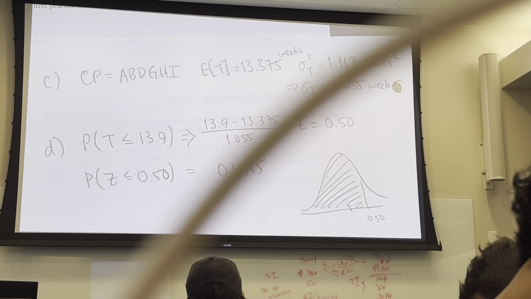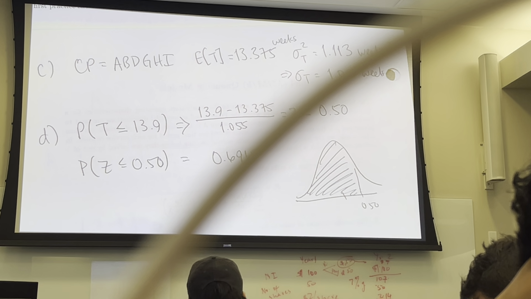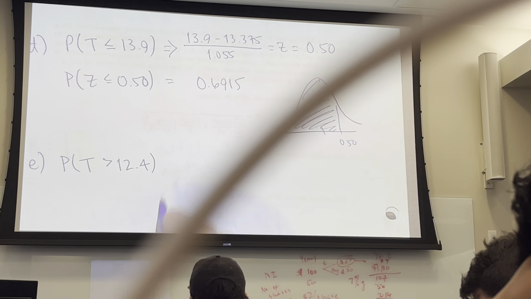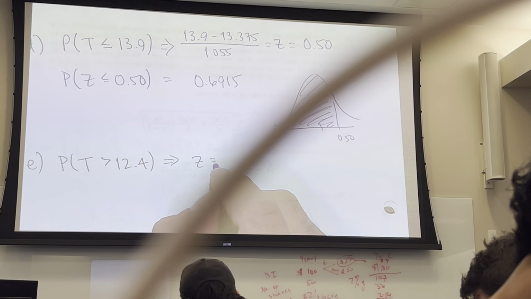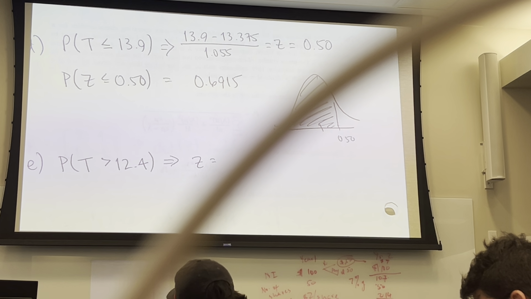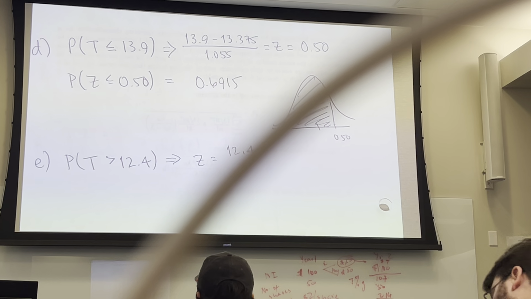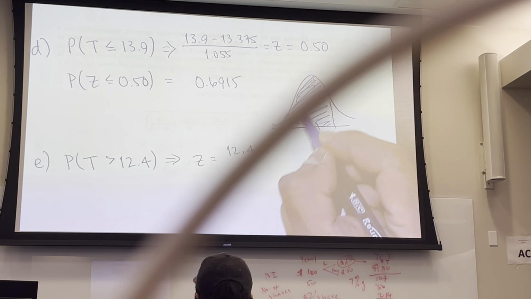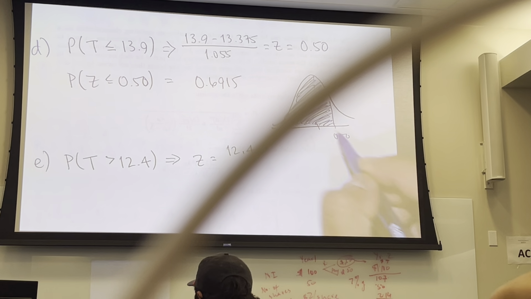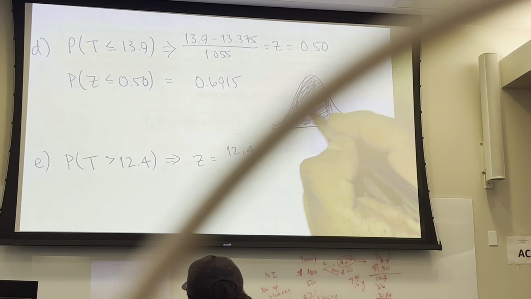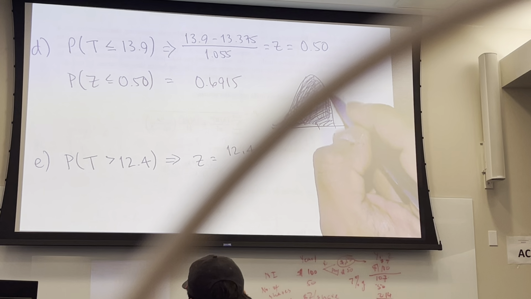What about part E? The probability the process takes longer than 12.4 weeks. First thing I would do is find the z-score. I thought you still had subtracted one. Not subtract one, but one minus the 0.69. What is my advice always? It should make sense, that number. If it doesn't, it should confuse you.